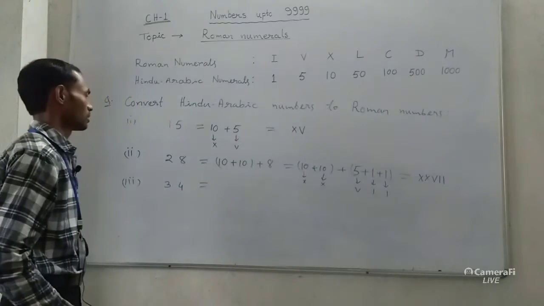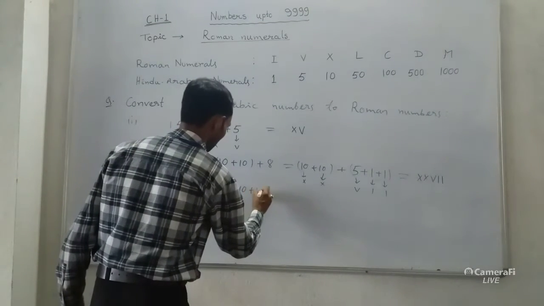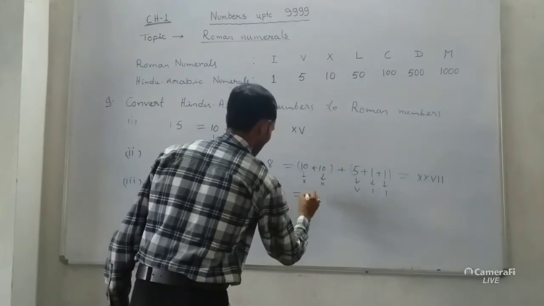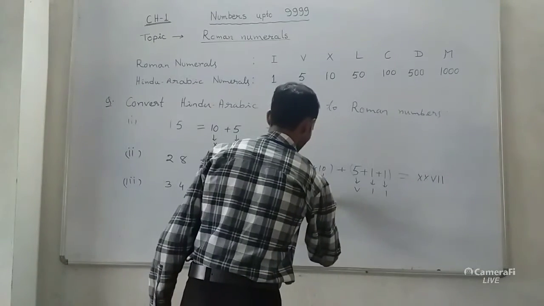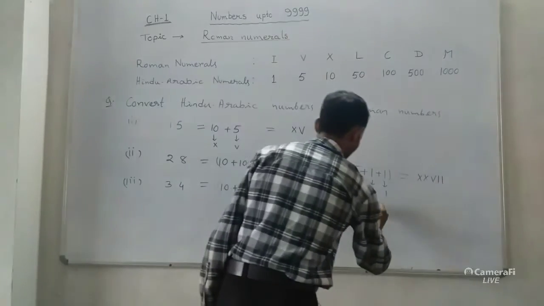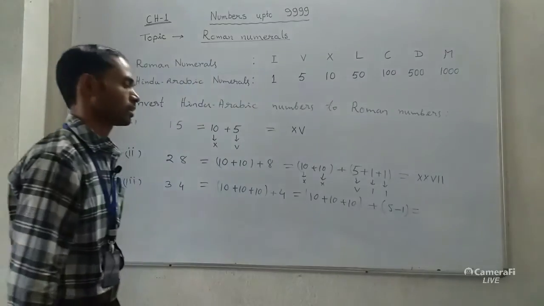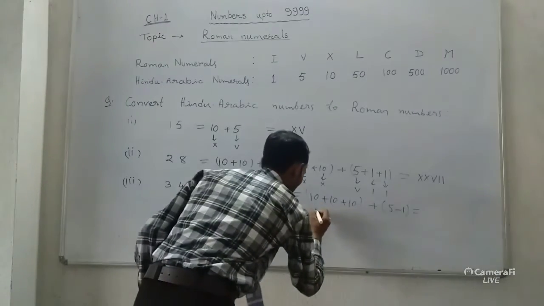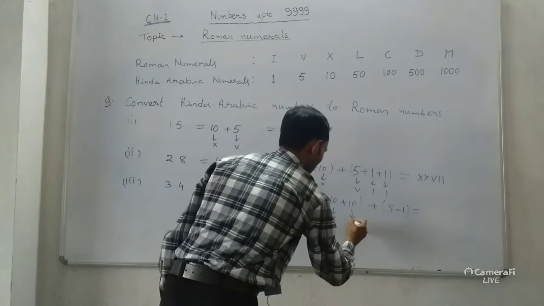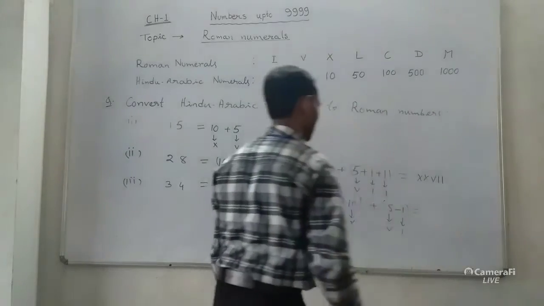34. So 34 will be expanded as 10 plus 10 plus 10, which make 30, and plus 4. Okay. 10 plus 10 plus 10 is okay. Now 4 will be written as 5 minus 1. They have particular symbols. 10 has symbol X. Again this is X. This 10 is X. 5 is here V and 1 is here I.